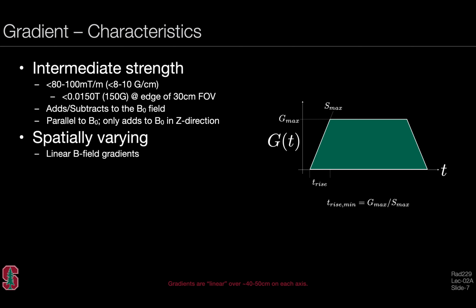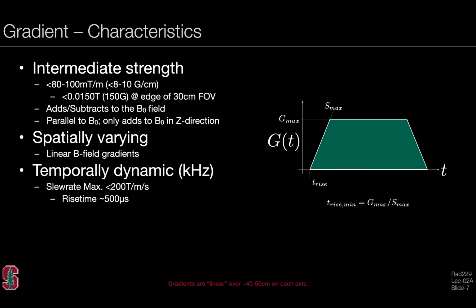As the name implies, they are spatially varying. These are linear B-field gradients. We treat them mathematically as being linear, and we'll talk about some non-idealities in later lectures. And they're temporally dynamic on a scale of kilohertz. And so we can slew these gradients, that is, we can turn them on very quickly. We refer to that as the slew rate, and maximum typical slew rates are about 200 Tesla per meter per second. And that means a very high performance gradient system might have a rise time of about 500 microseconds. That is the time it takes to reach the maximum gradient strength when using the maximum slew rate.